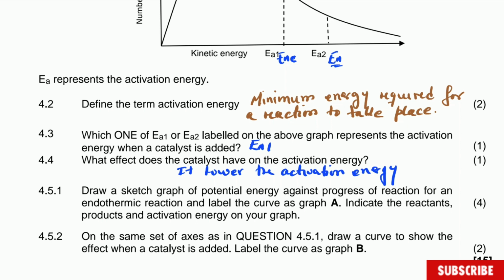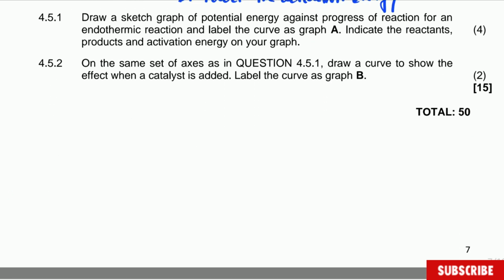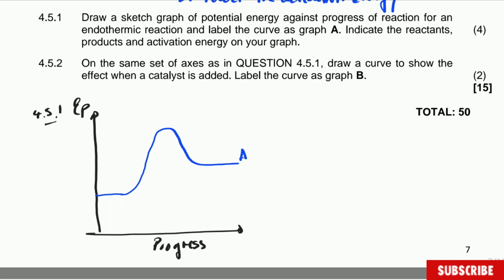Draw a sketch graph of potential energy against progress of reaction for an endothermic reaction and label the curve as A. Indicate the reactants, products, and activation energy on your graph. So here you have to draw a graph. We're going to do it on this case here. Okay, so here is the graph. This is the curve for an endothermic reaction. Remember, energy is being absorbed here. Okay, now they say for an endothermic reaction, label A, and indicate the reactants. Here is going to be the reactants.